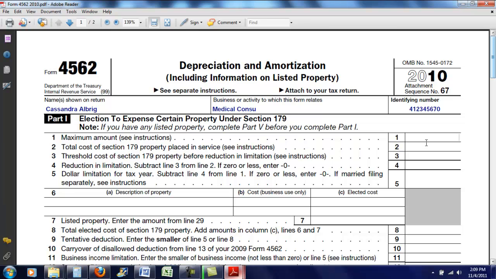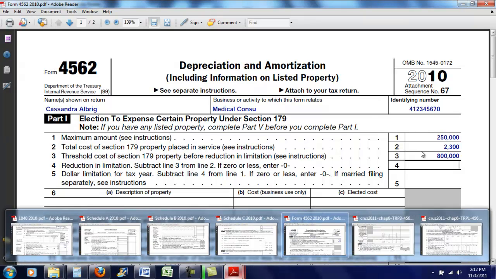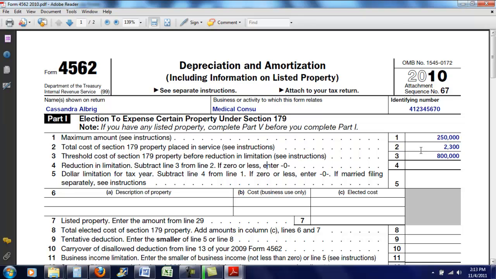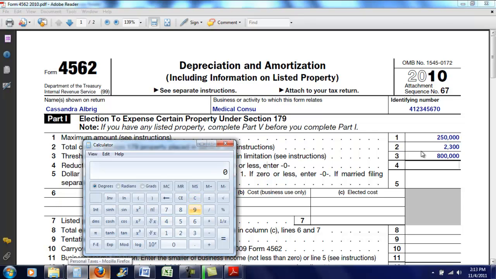So we placed Section 179 property, $2,300. So I looked up the limitations. It's 250,000 and 800,000 here. So we want to subtract line 2 from 3. Minus 2,300, 797,700.